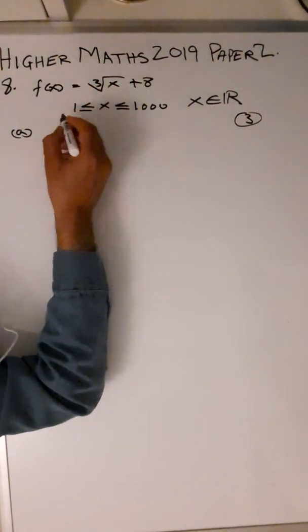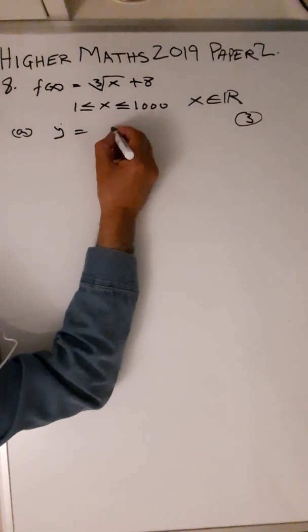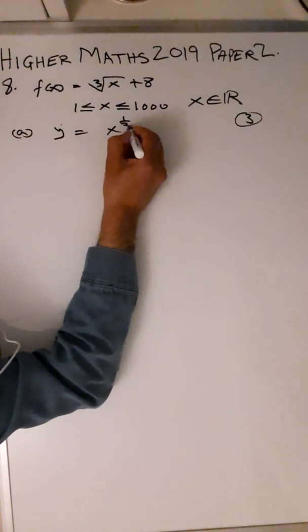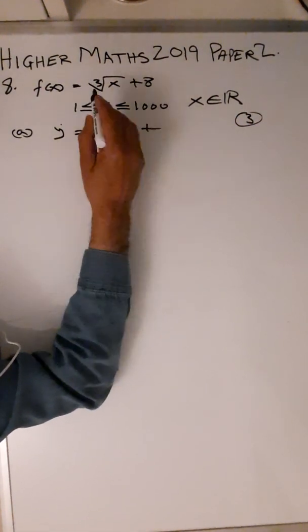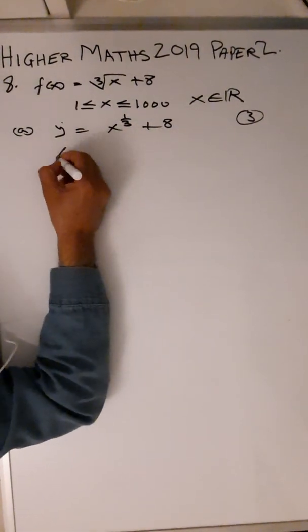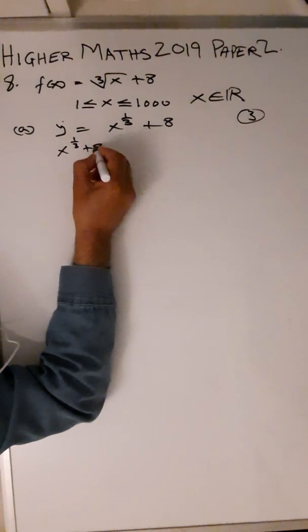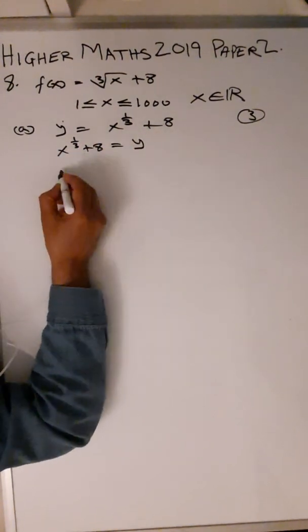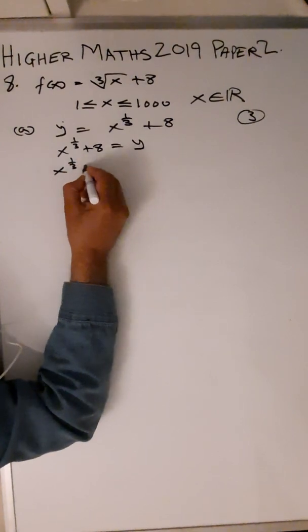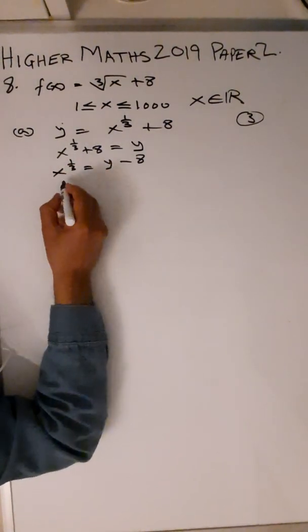So for this you need to just change f of x to y. So y is equal to, you can write that as x to the power of 1/3. It's the same as the cube root of x plus 8. You want to make x the subject, so bring that to the left. x to the 1/3 plus 8 is equal to y. So x to the 1/3 is y minus 8.